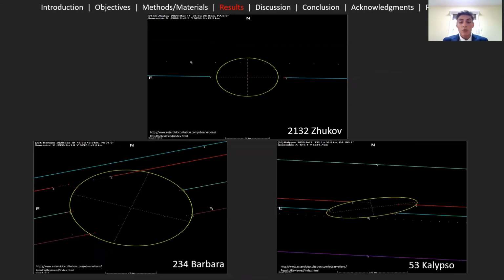The same was true for asteroids 2132 Zhukov, 234 Barbara, and 53 Calypso, all of which not receiving the 4 positive observations required for generating that instantaneous shape model. But for asteroid 234 Barbara and 53 Calypso, there were 4 observations, but there were not 4 positive observations, as the top observer received a miss in 234 Barbara, and the top and bottom observers also received misses for 53 Calypso.